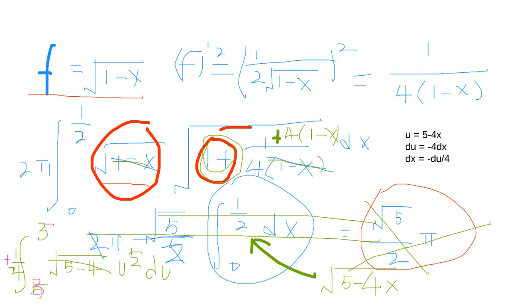Okay, so anti-differentiate. That's a quarter, u raised to 3/2, divided by 3/2, which is the same as multiplied by 2 over 3. Then evaluate u from 3 to 5. Okay, so most of you got the right answer. So now this simplifies to be 1 over 6.